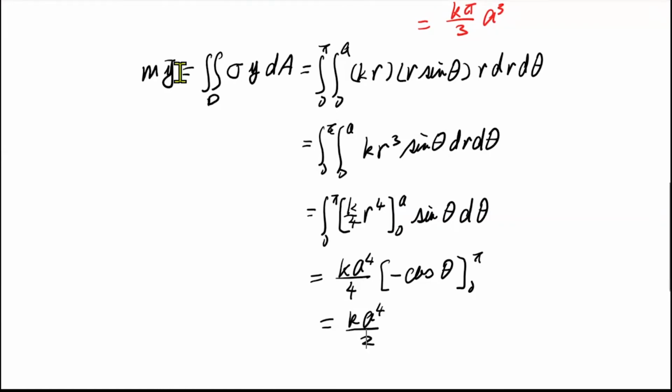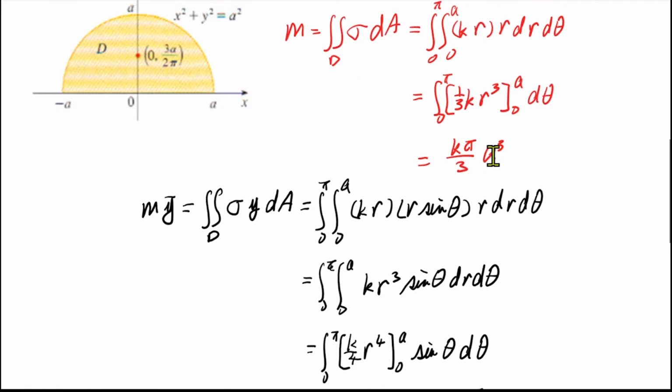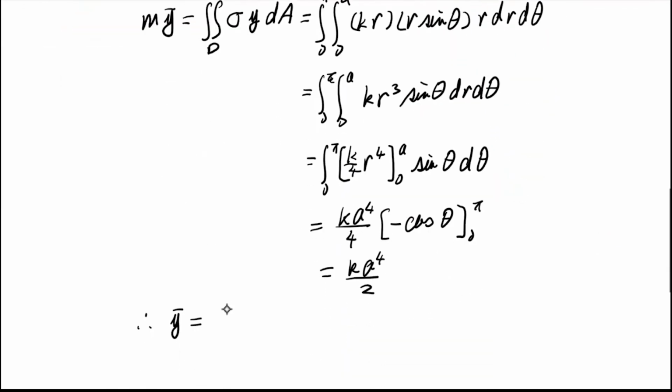Okay. The reason I always call this my is then y is equal to this thingy divided by m. You get it? That's why I call it my. So therefore, my y, center of mass, is equal to this thingy divided by this thingy. You get it? Then it will have 3a over 2 pi. You get it? Easy enough?